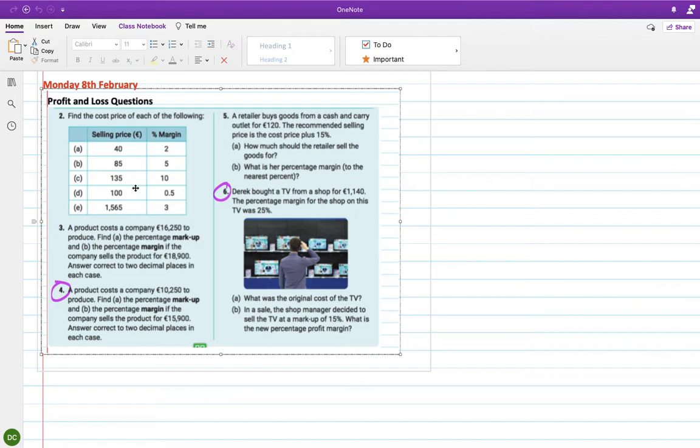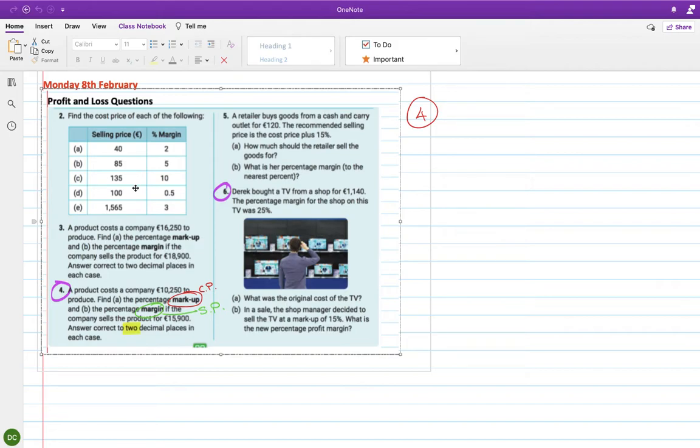Question 4 says a product costs a company €10,250 to produce. Find A, the percentage markup, and B, the percentage margin. So markup, remember, is based on cost. Margin is based on selling. If the company sells the product for 15,900, answer correct to 2 decimal places in each case. I'm just going to highlight that so I don't forget. Okay.